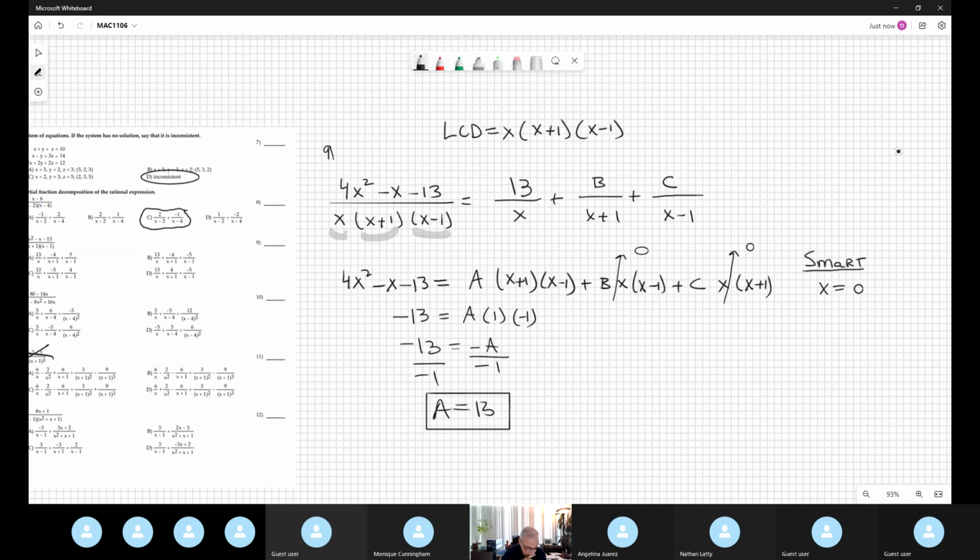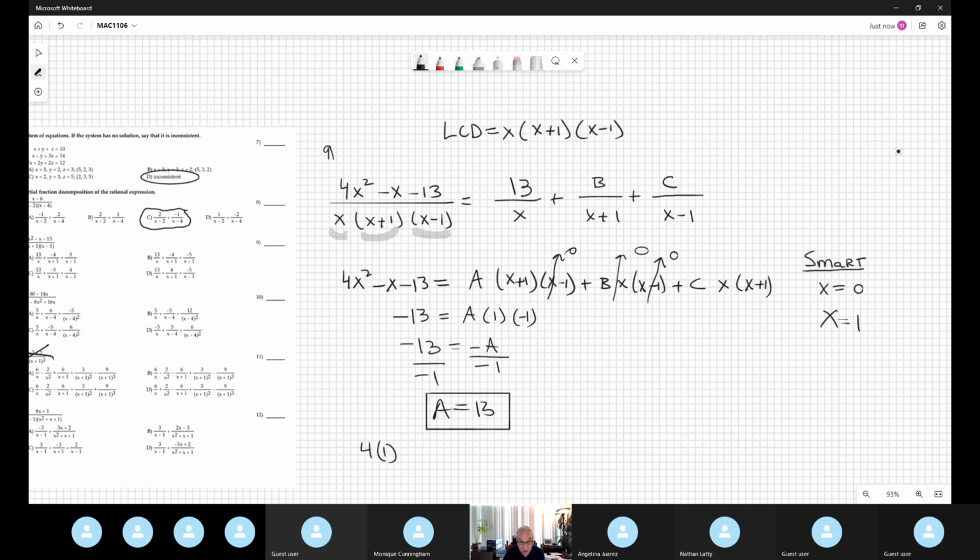Excellent. Now another smart value maybe is 1 or negative 1, I don't know. As you evaluate at 1, it's obvious that that part is gone and that part is gone, no? Because 1 minus 1 is 0. That part, no. Because the smart value is 0 or negative 1 here. Okay, so stay with C.